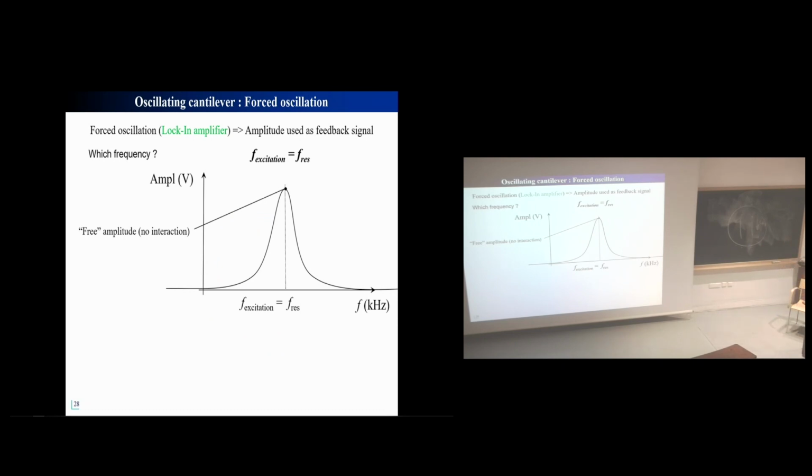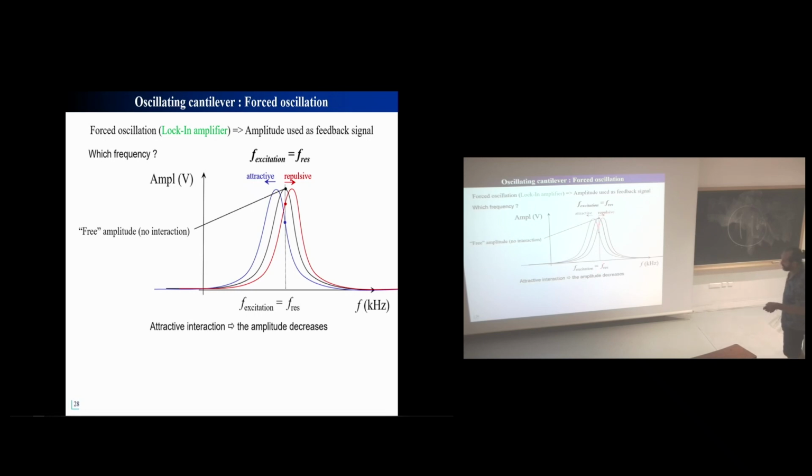So now, let's assume that we are working in a forced oscillation scheme. Why? To use a lock-in amplifier. So you won't track the resonance frequency itself, but you are going to measure the amplitude at a given frequency. Imagine you choose an excitation frequency which is exactly the resonance frequency. If the force is attractive, at this frequency, the amplitude decreases. If the force is repulsive, at this excitation frequency, the amplitude decreases. You don't know what to do.